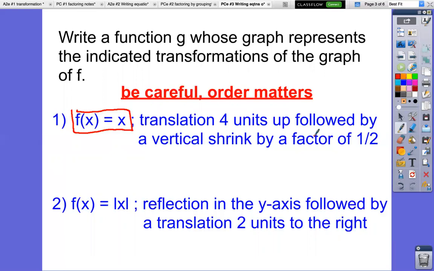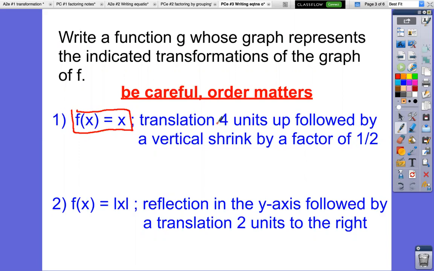Be very, very, very careful. You have to do it one thing at a time. Now, one thing that I understand I did not explain very well, because I'm going to go over it again today, is what a stretch or a shrink does. From the parent function, it multiplies every single one of those outputs by the factor.